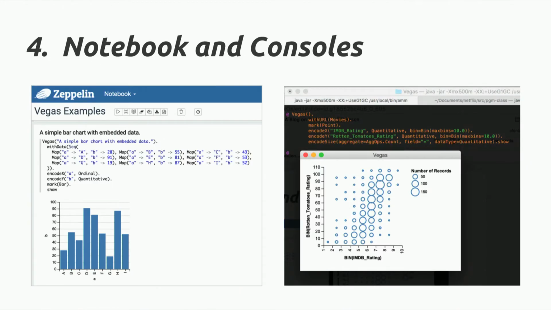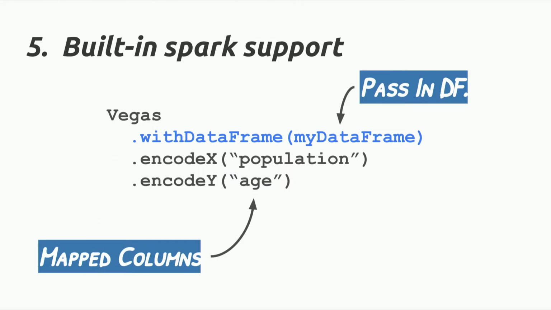So Vegas was built for the notebook use case. It works great with Jupyter and Zeppelin. You could also use it on the command prompt to visualize the kinds of data that you want, like say file sizes and things of that kind. It uses JavaFX to render graphics on the command prompt. There's built-in support for Spark, where you could basically point to a Spark data frame and then call out columns over there that you want to point to X and Y. So that's the additional.